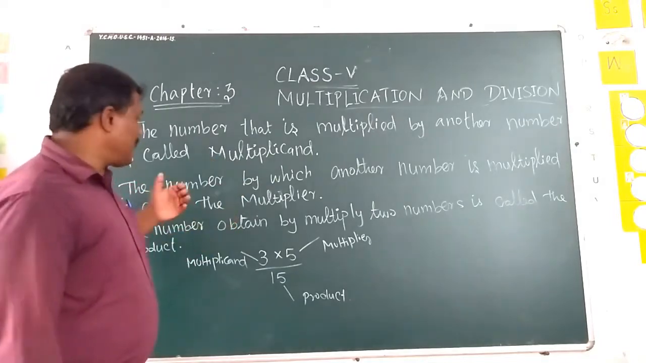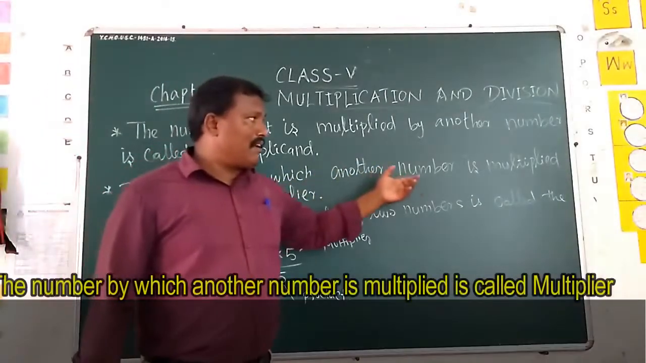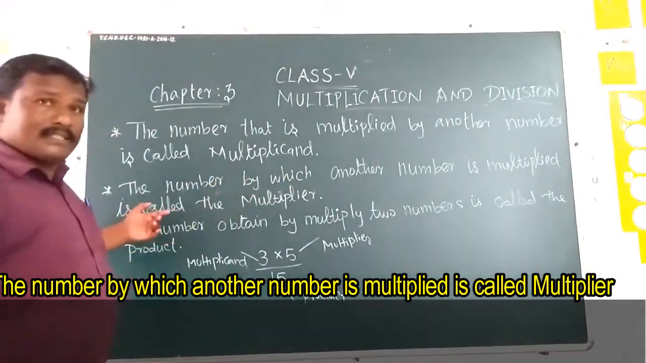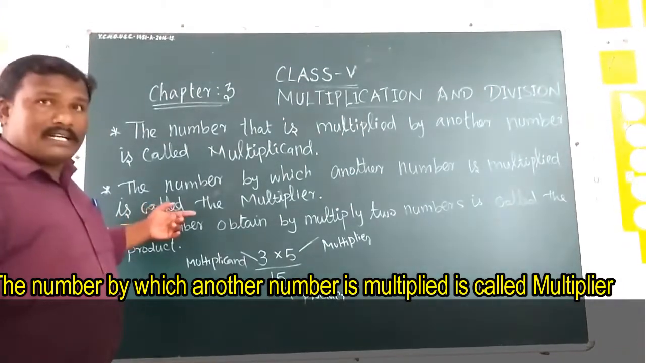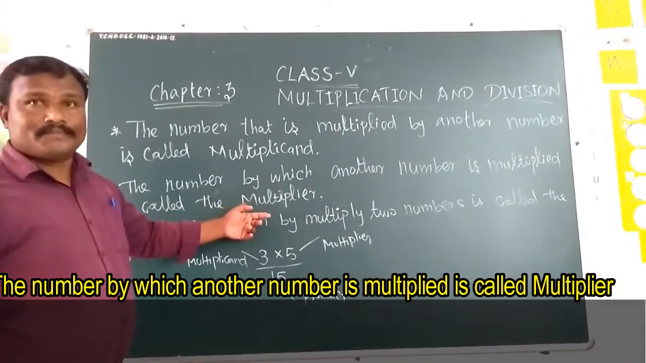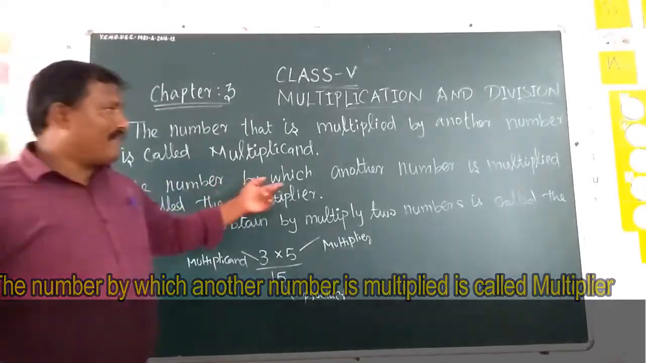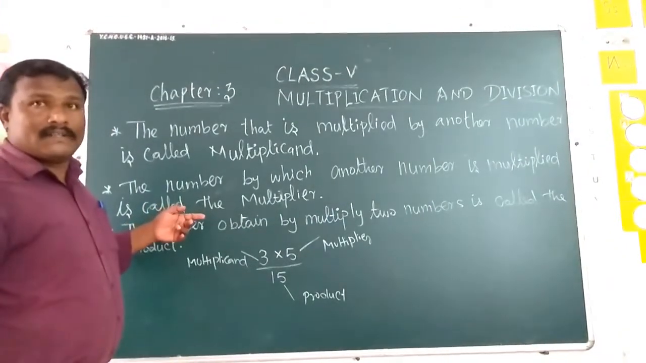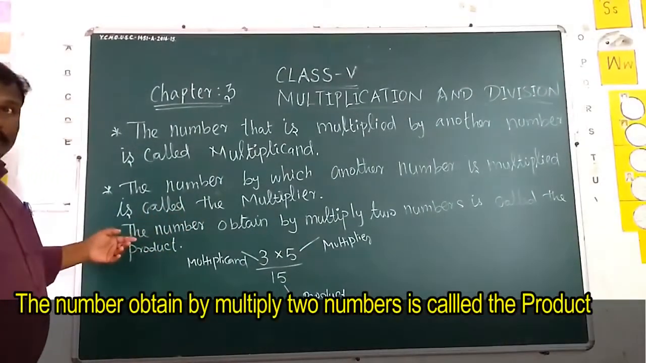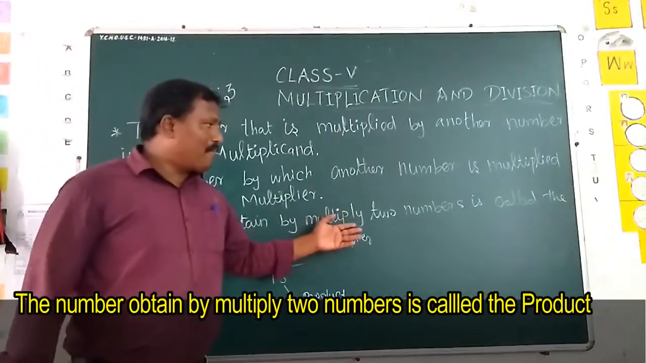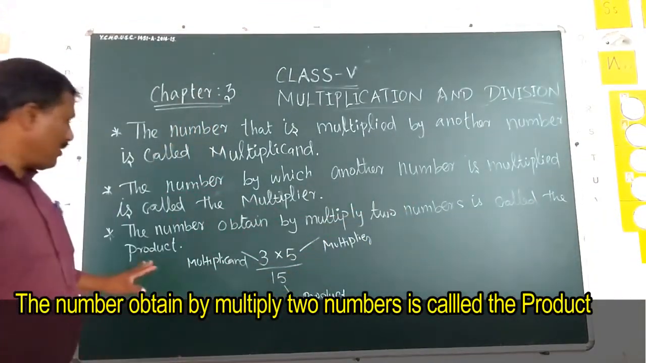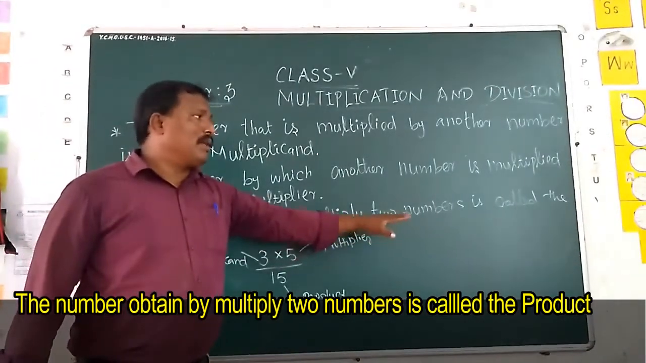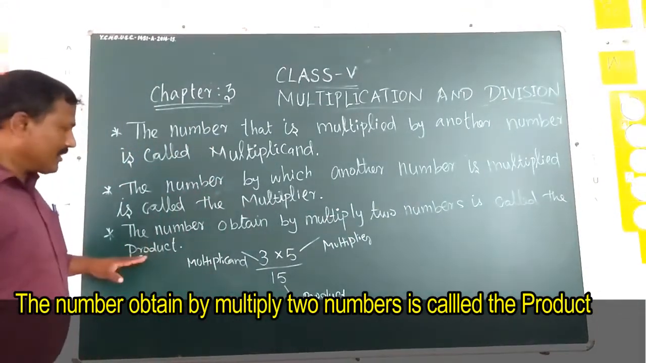It's very important. Then the second one, the number by which another number is multiplied is called the multiplier. Then the third one, the number obtained by multiplying two numbers is called the product.